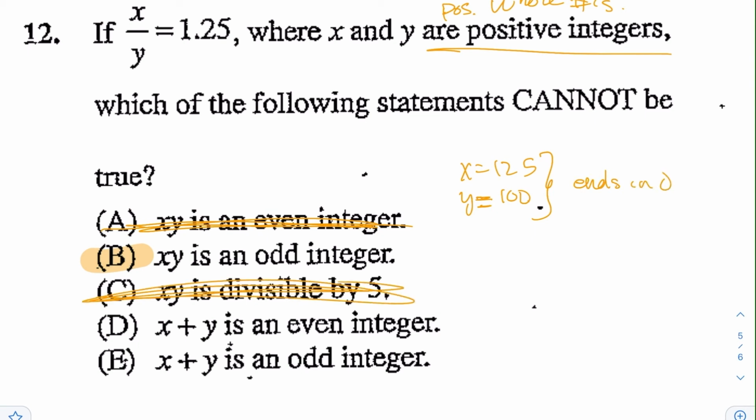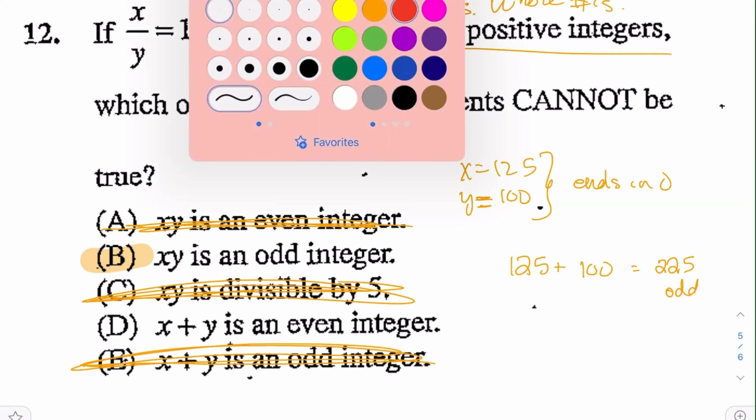This will be a number that ends in 0, which means it's also divisible by 5. So those can't be it. Now, for choice E, you would have to add. So 125 plus 100 is equal to 225. That is odd, so we disprove choice E. So just between choices B and D left. You want to try to make x times y an odd integer, or x plus y an even integer. So just pick a new set of numbers.